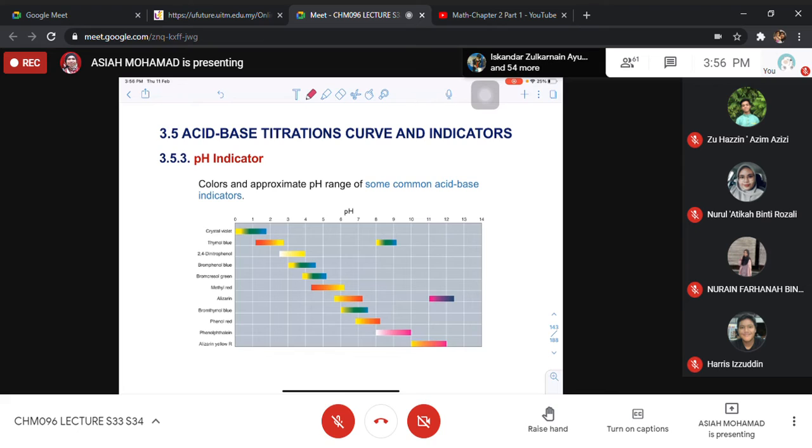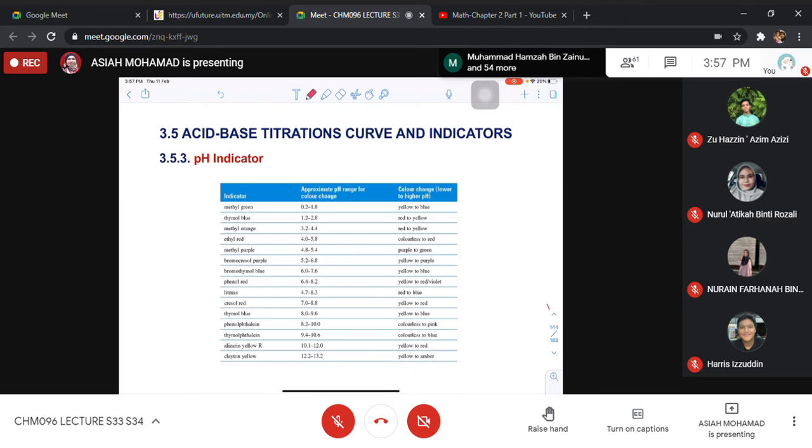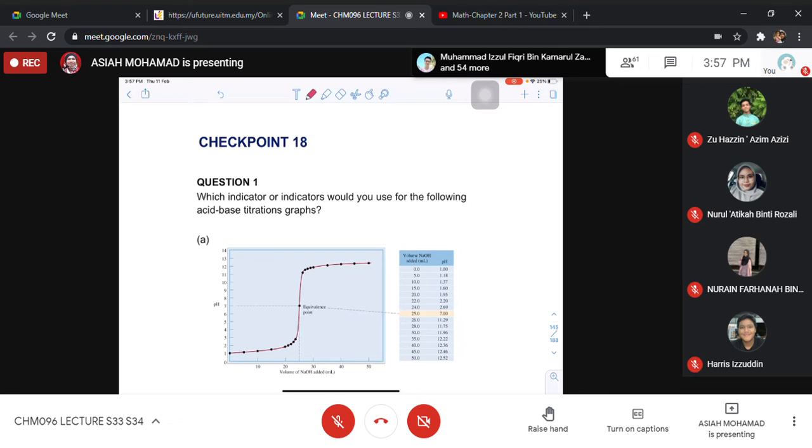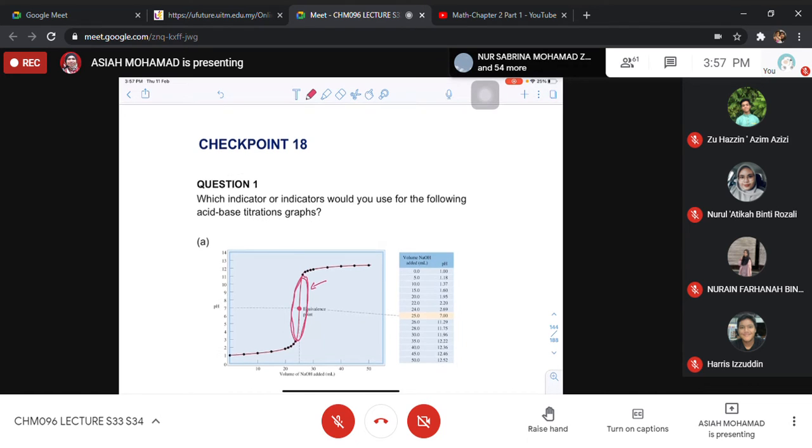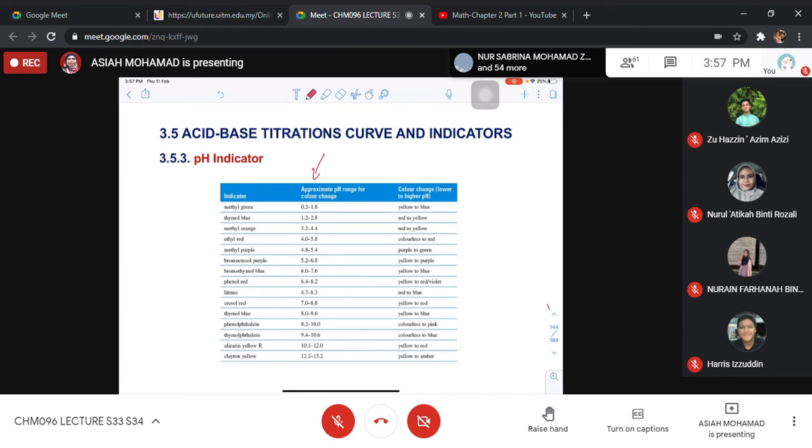Okay, these are the list or examples of indicators and their colours at this pH range. You can see, if you look at the titration curve, this is where you have the steep increase in pH at the equivalence point. Any indicator that falls within this range that I circled can be used. So look here at the pH range. Anything that falls within this range can be used as an indicator for that titration.